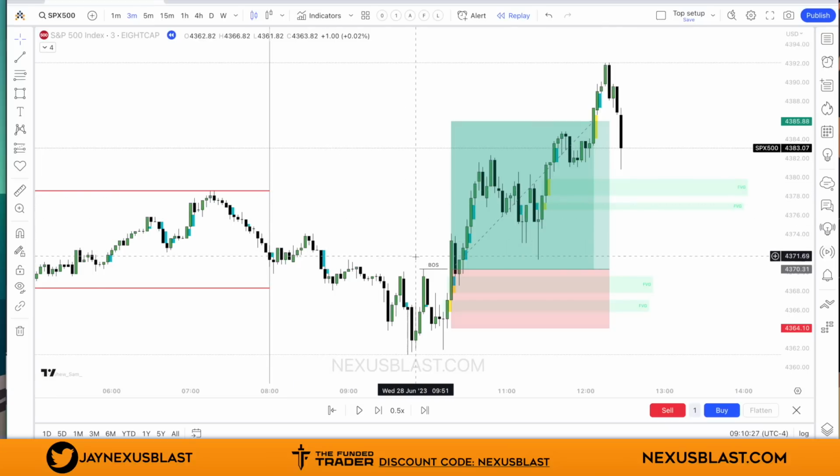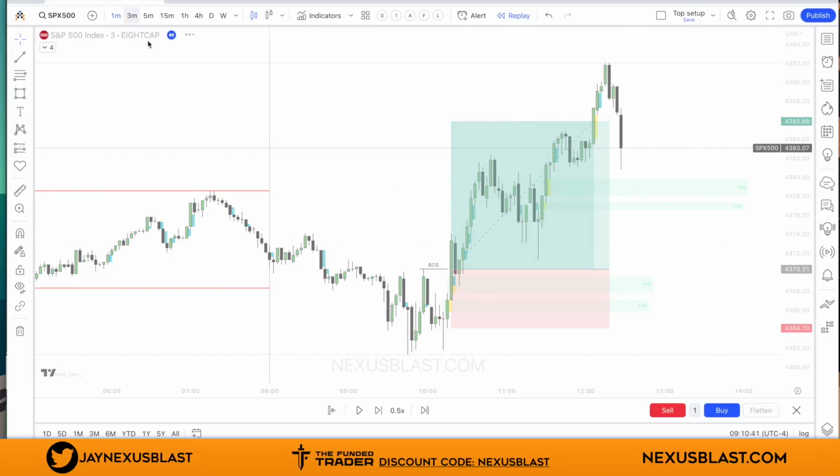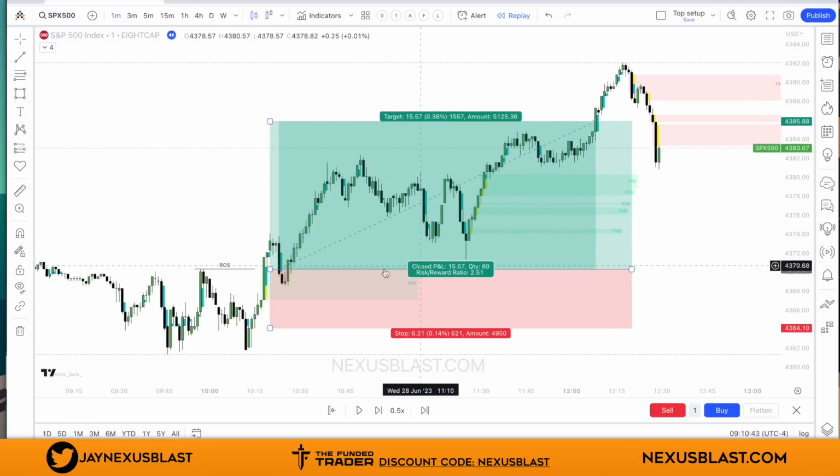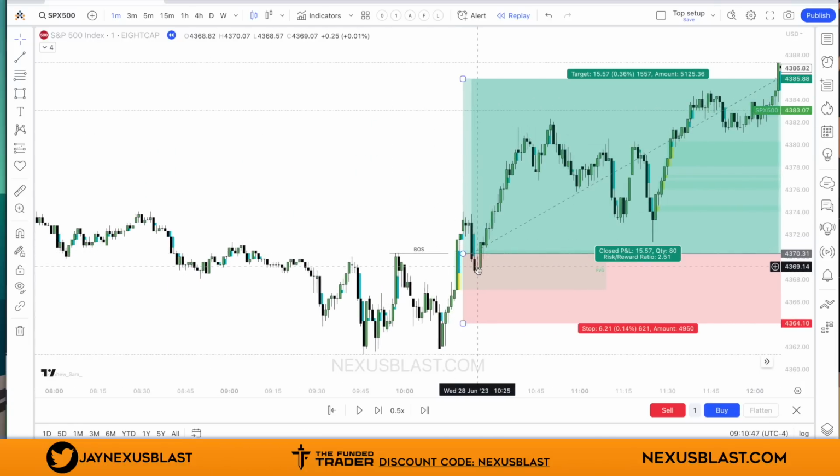And you can see that on 3 minutes, you have this displacement and you have the fair value gaps that are being tapped into with candles. And this is a signal that the market is fractal. So if on 3 minutes you're seeing an entry and on 1 minute you're seeing an entry as well, these are signals to actually go in.